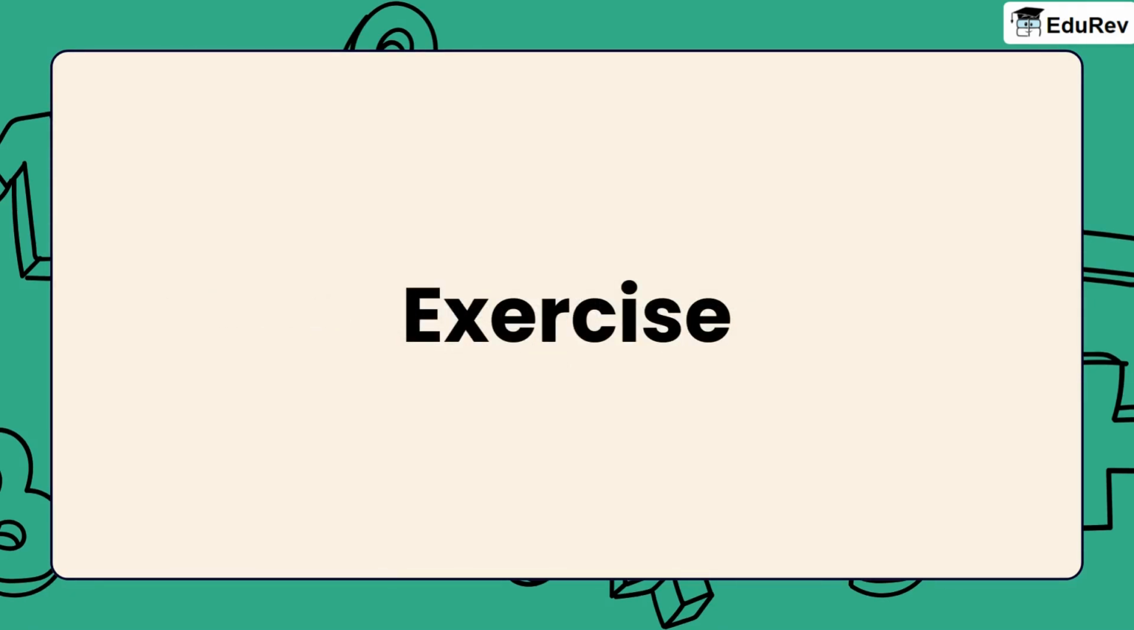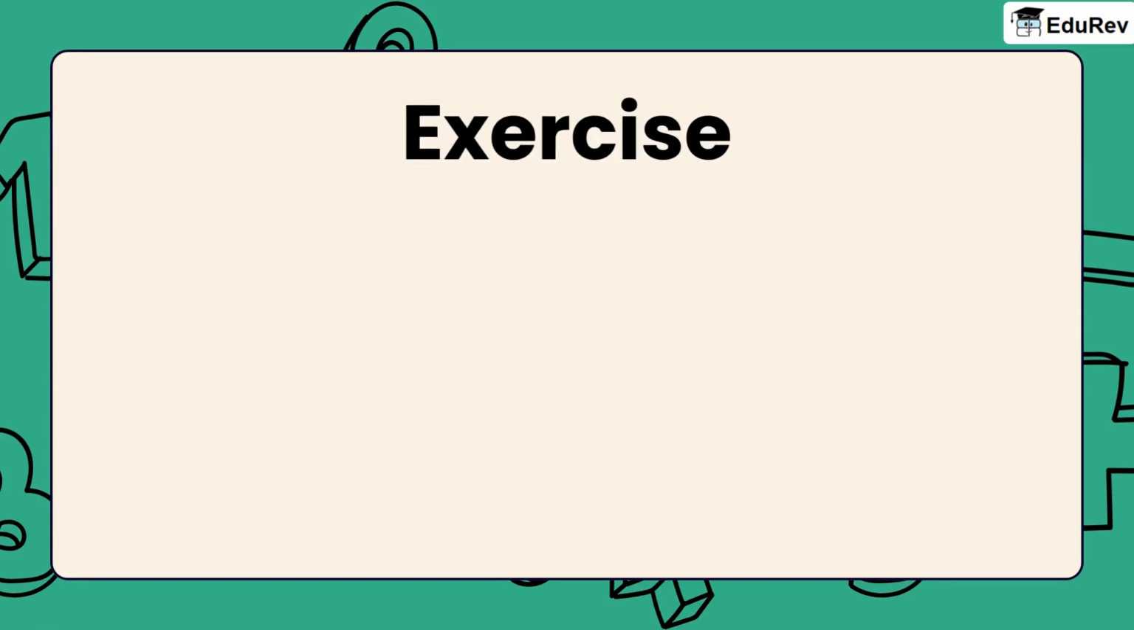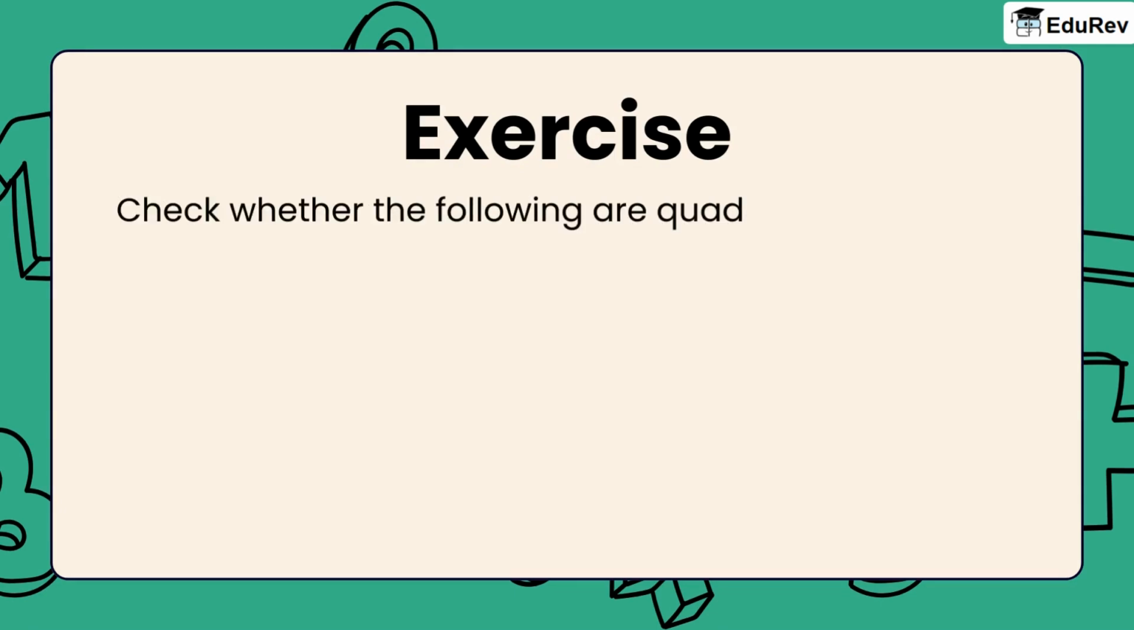Let's now try some questions from exercise 4.1. The first question says, check whether the following are quadratic equations. (x + 1)² = 2(x - 3). Do you think this is a quadratic equation? Does it satisfy the condition? Let's try together. Now, here we need to always be careful. Before judging anything, the first task should always be simplifying the equation. Here, we need to open up the brackets.